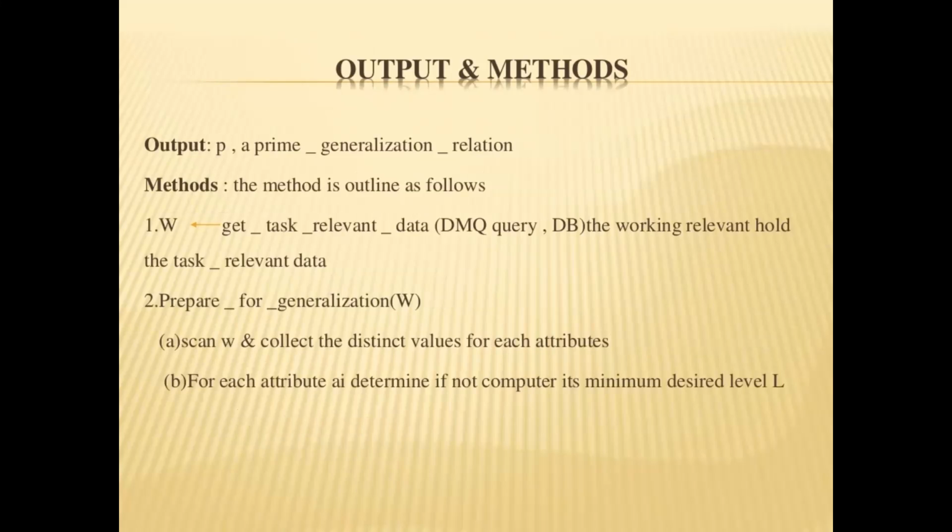W is the task-relevant data, obtained with the DMQ query and DB; the working relation W holds the task-relevant data. Prepare for generalization: scan W and collect the distinct values for each attribute Ai. For each attribute Ai, determine whether to remove it, and if not, compute its minimum desired level.